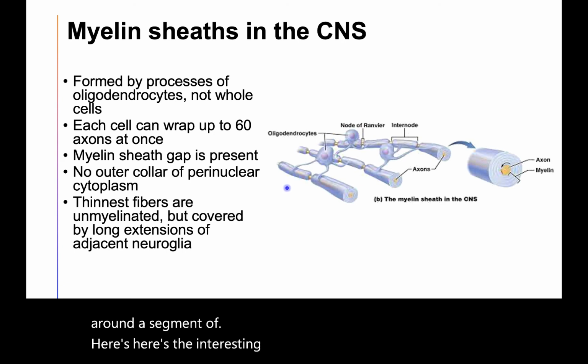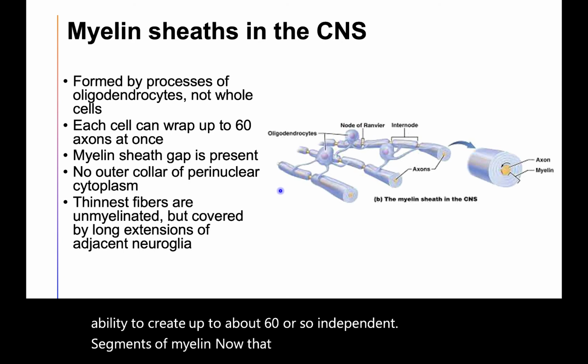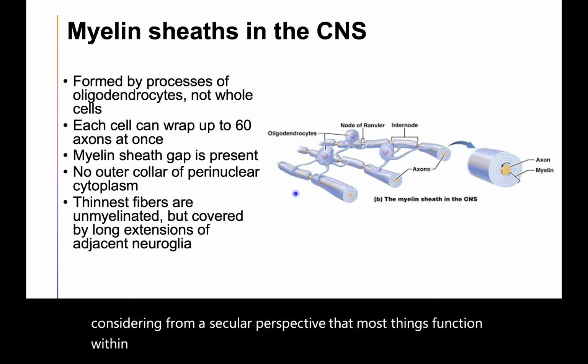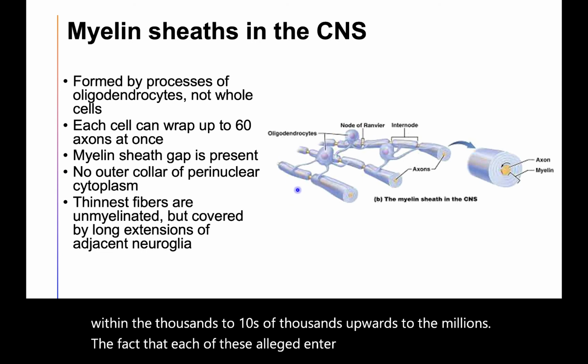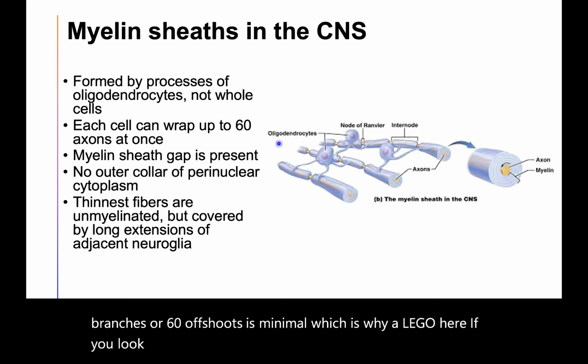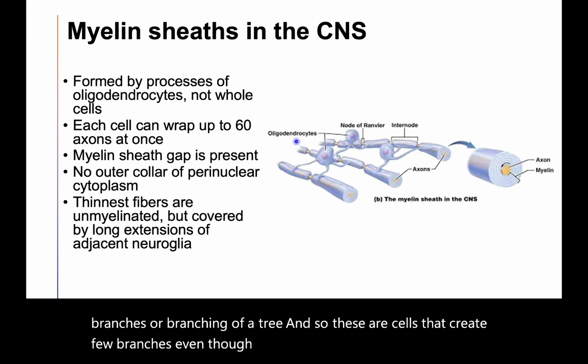Now here's the interesting thing. Each oligodendrocyte has the ability to create up to about 60 or so independent segments of myelin. Now that might seem like a lot, but it's not, considering from a cellular perspective that most things function within the thousands to tens of thousands, upwards to the millions. The fact that each of these oligodendrocytes can only produce 60 branches or 60 offshoots is minimal, which is why oligo here, if you look up the word oligo, it means few. Right? Dendro is referring to tree branches or branching of a tree. And so these are cells that create few branches, even though, again, 60 might seem like a lot.